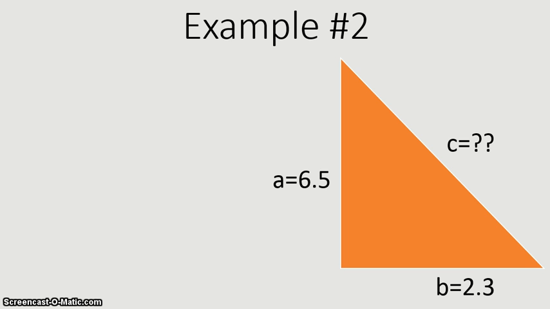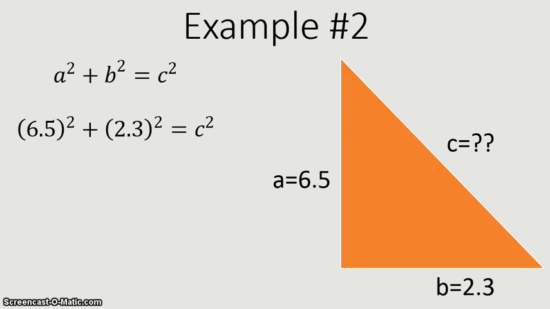In this next example, the values for A and B are given and C is missing. Again, we will use the Pythagorean theorem formula, which is A squared plus B squared equals C squared. The next step is to fill in the values for the variables. Now we have 6.5 squared plus 2.3 squared equals c squared.